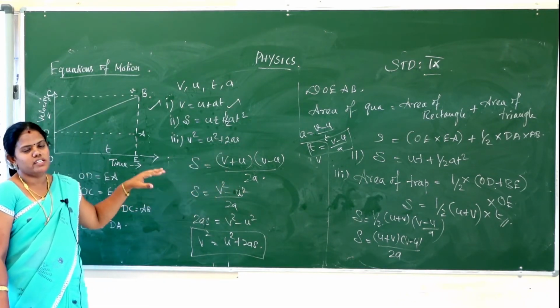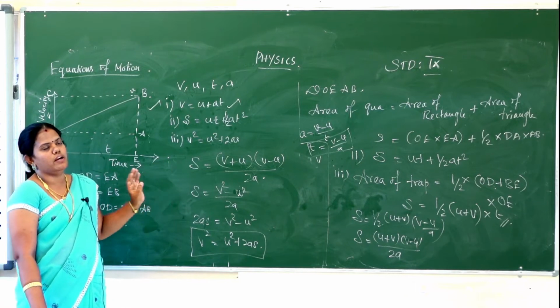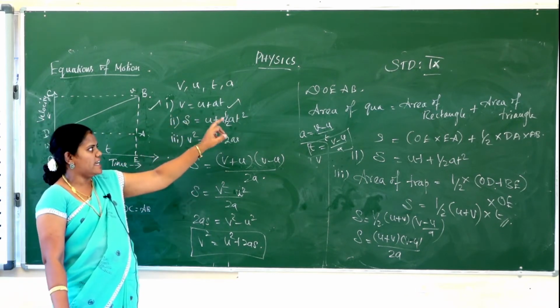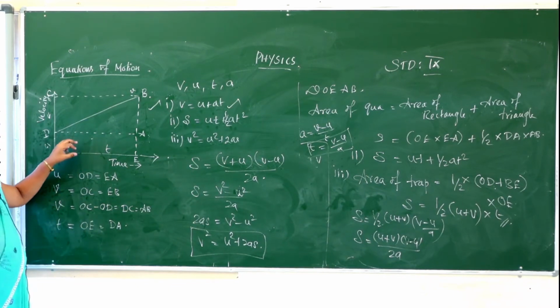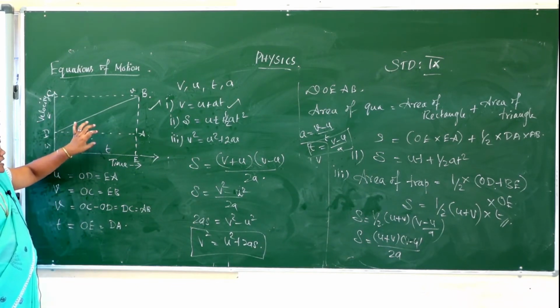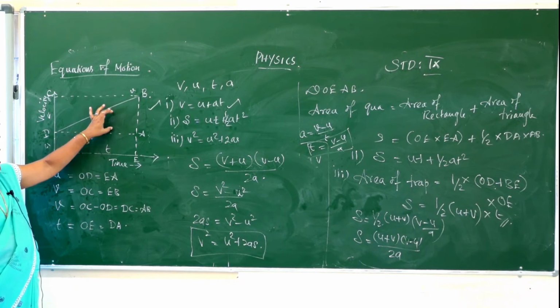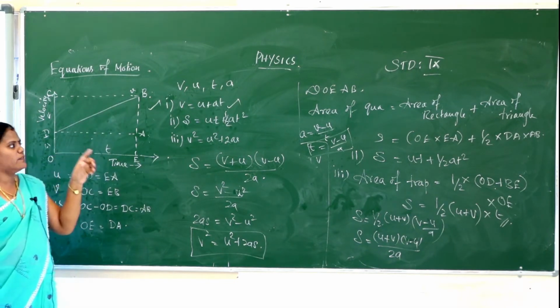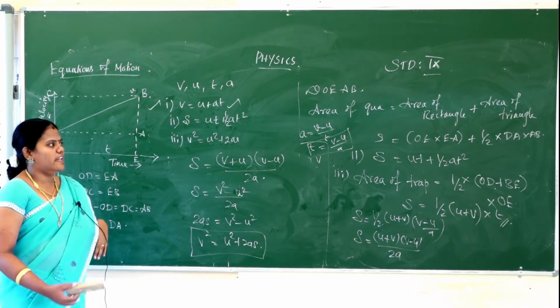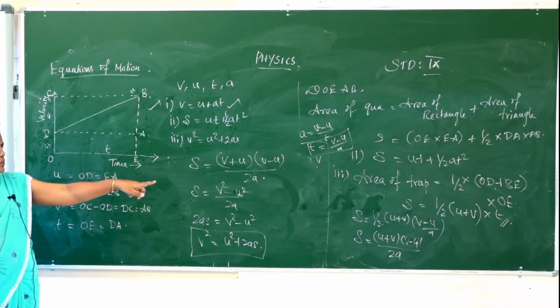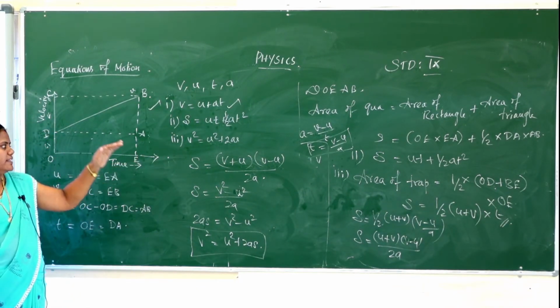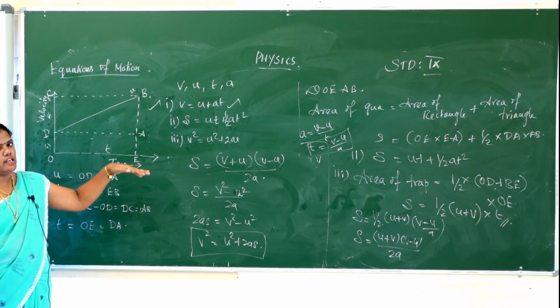For the first equation of motion, we consider the acceleration formula, so we easily find V is equal to U plus AT. For the second equation of motion, the graph is a quadrilateral, the addition of the area of a rectangle and the area of a triangle. Substituting the area formulas, we easily get S is equal to UT plus half AT square. For the third equation of motion, we consider the area of the trapezium.